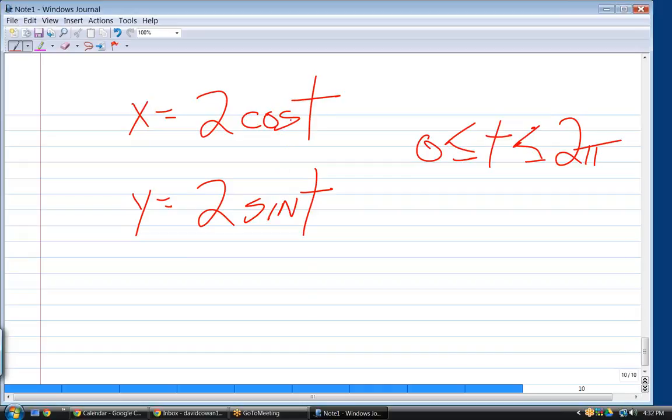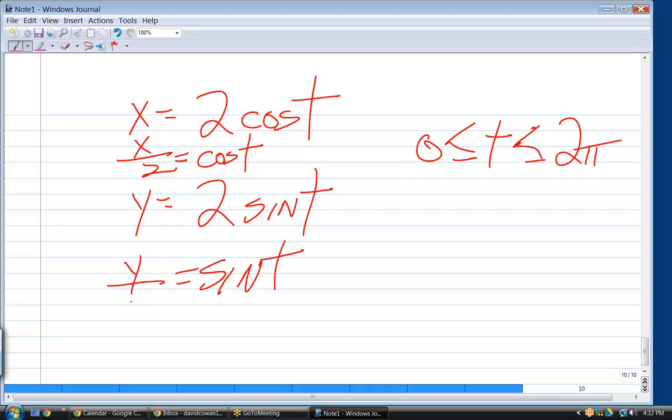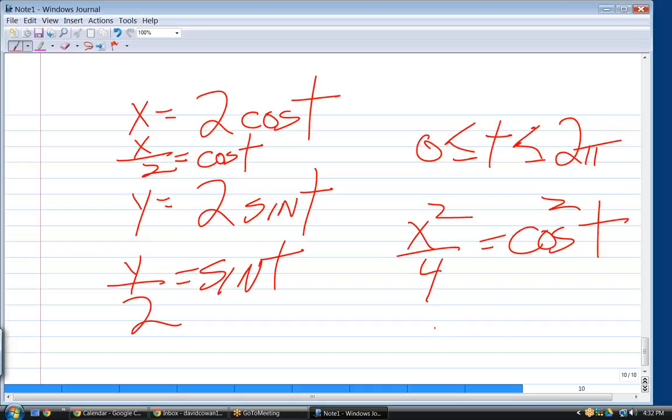Solve, instead of for t, solve for the trig function. If this is true, then the cosine of t equals x over 2, and the sine of t equals y over 2. Well, how does that help? Well, I can now square both sides so that I have x squared over 4 equals cosine squared of t, and y squared over 4 equals sine squared of t.